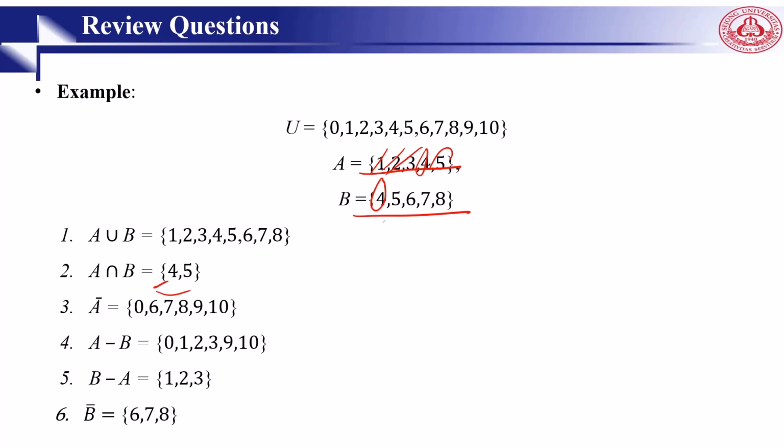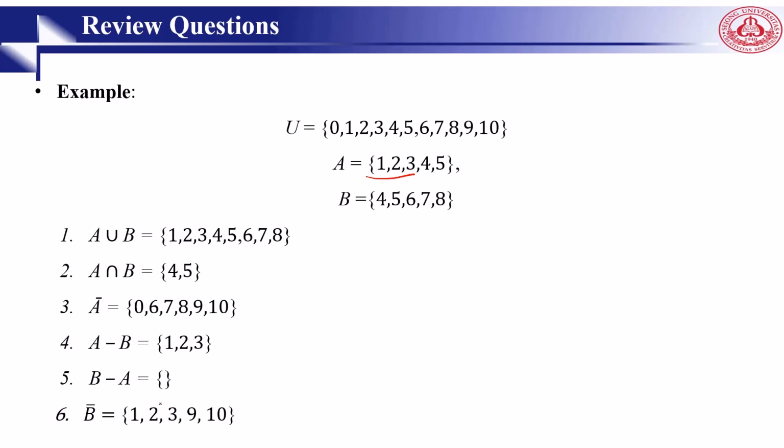A complement means the universal set minus A, so 0 and 6 to 10. A minus B, right? It was wrong before. A minus B means all the members which are in A but not in B. For example, 1, 2, and 3 are in A but not in B. 4 and 5 are in B, so they will not be included. The opposite is the elements which are in B but not in A.